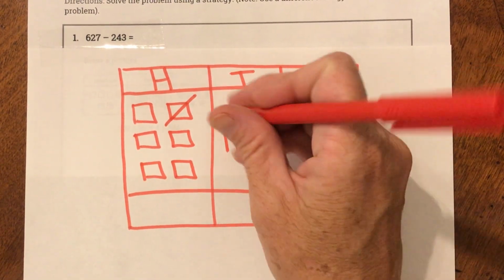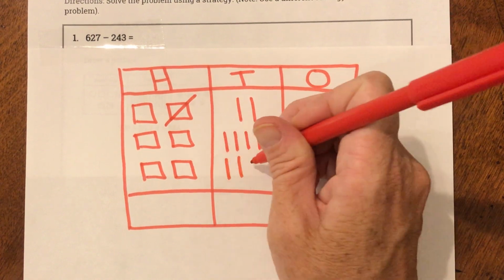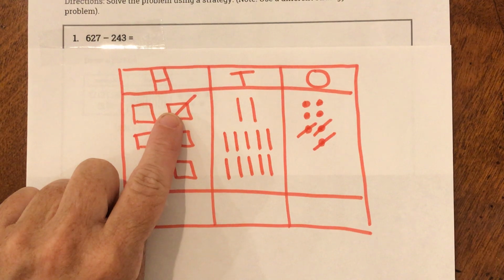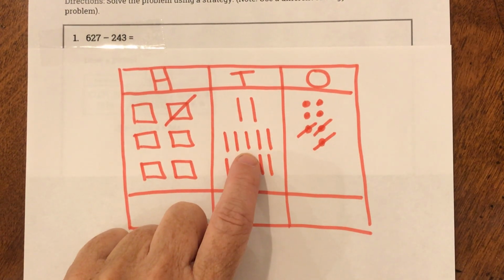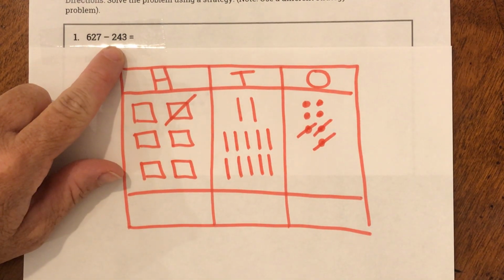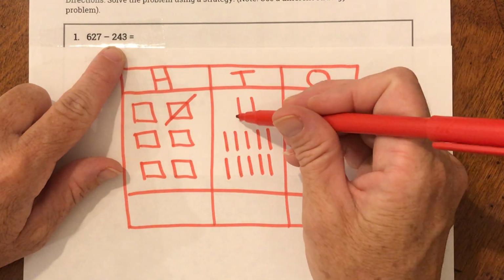So 10 rods. I have 1, 2, 3, 4, 5, 6, 7, 8, 9, 10. So what I did is I took this away and I decomposed it into 10 rods and moved it over here. Okay, now do I have enough to take away? Well, they want me to take away 4, so now I have plenty to take away. So let's take those away.